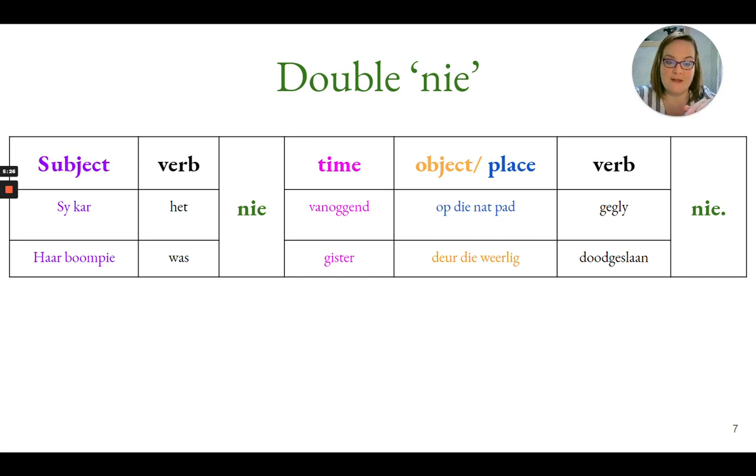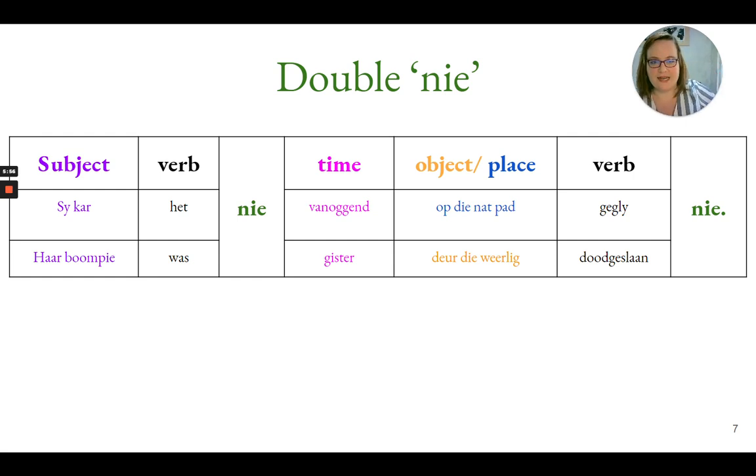Her little tree wasn't yesterday hit by lightning. Slap. No, slap's not the right word. Hit. Hit by lightning. Hit dead by lightning. That doodgeslaan means hit till it's dead. What a wonderful word to know. Doodslaan. Doodgeslaan. So the nie goes after the verb, first verb, and at the end of the sentence.